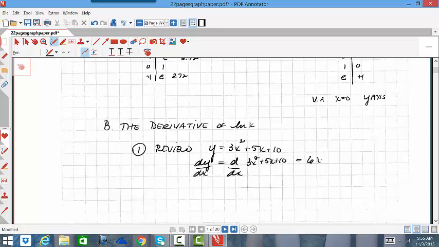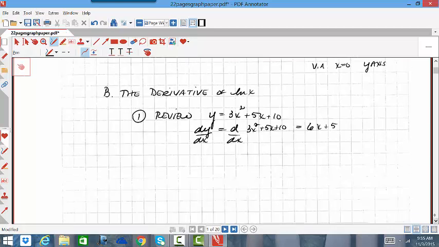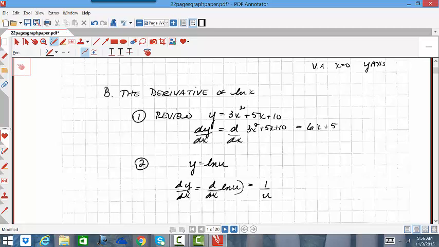And then this comes out to be just 6x plus 5. Very simple stuff. So if we're talking about the natural log of x, if we start off with y equaling, say, the natural log of u, then if I take dy dx, it's d dx of the natural log of u. Well, this is a little bit of a chain rule in that what the answer is, it's 1 over u, 1 over the argument of the natural log, times the derivative of that argument. So it's 1 over the argument times the derivative of the argument.